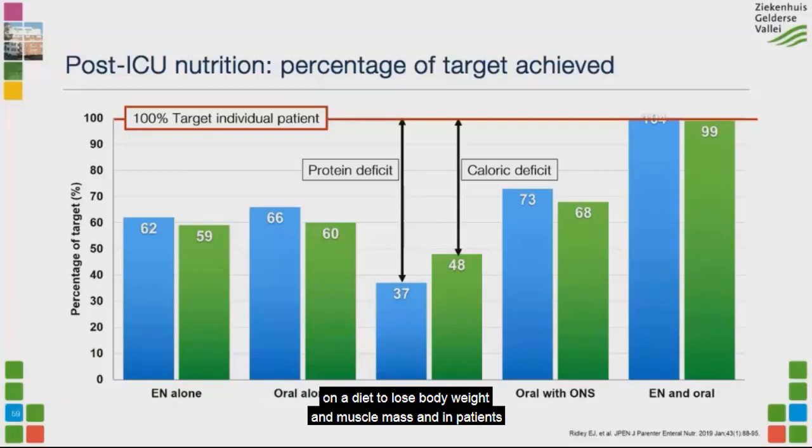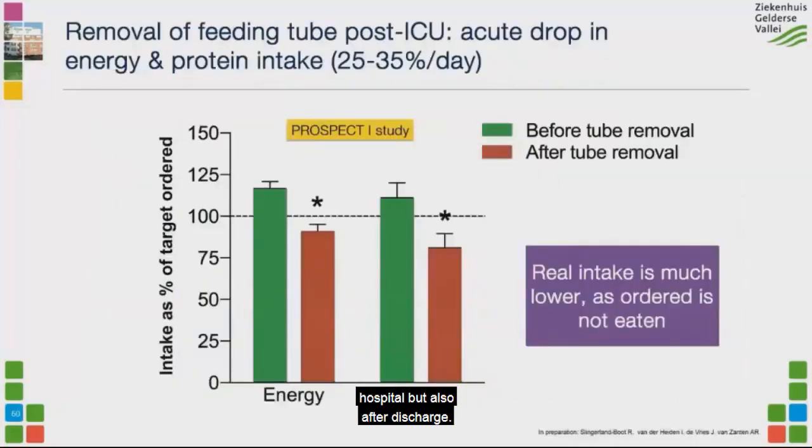And in patients with multiple organ dysfunction syndrome in the ICU, we know that the patient loses about 1 kilogram of muscle mass per day. So we have to fight this by giving optimal nutrition therapy in the ICU and also during the convalescent phase in the hospital, but also after hospital discharge.